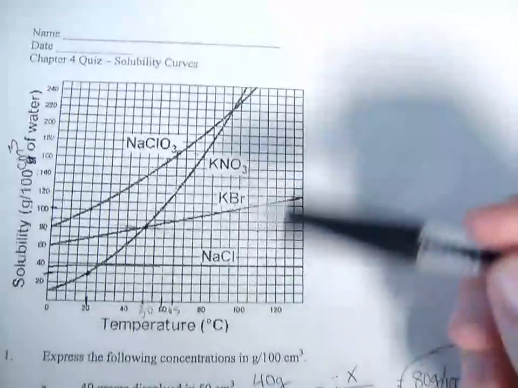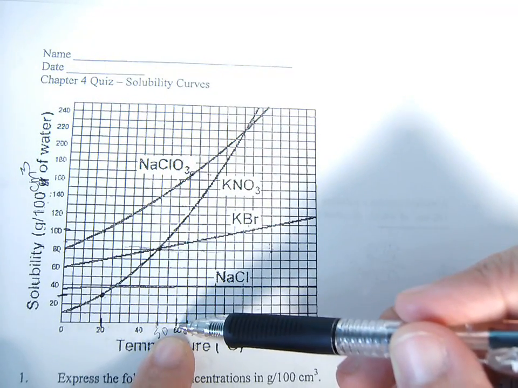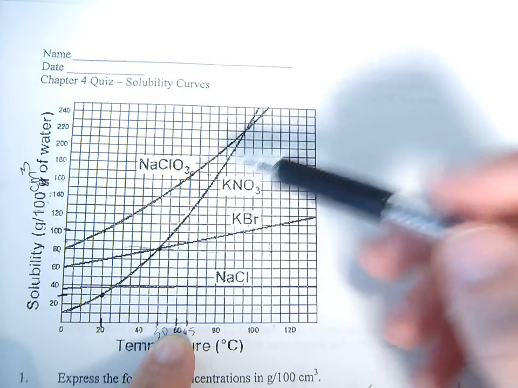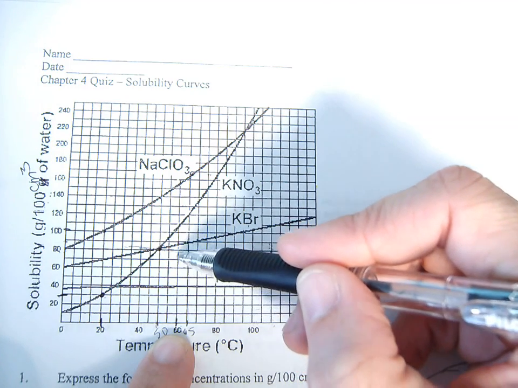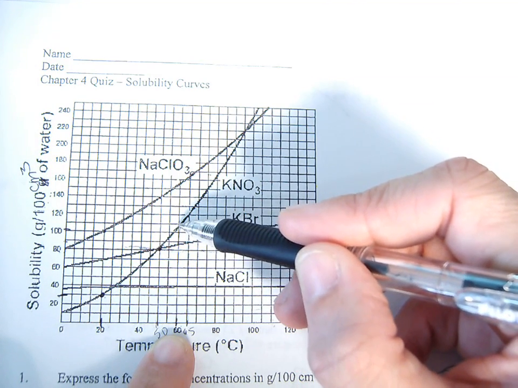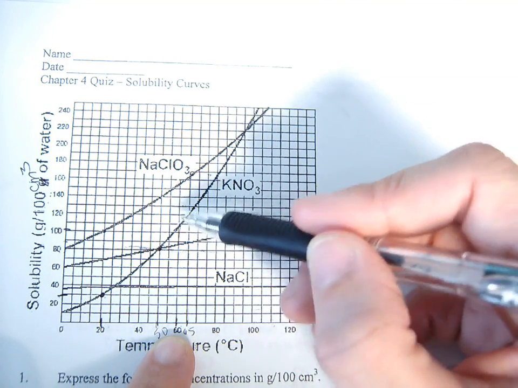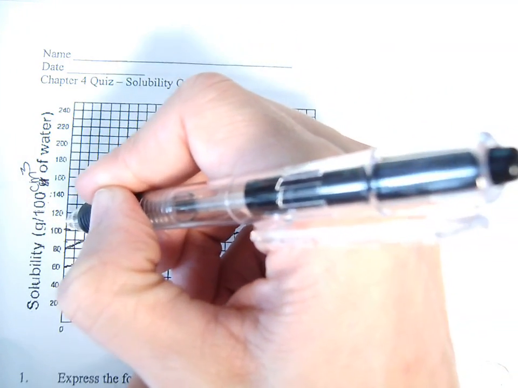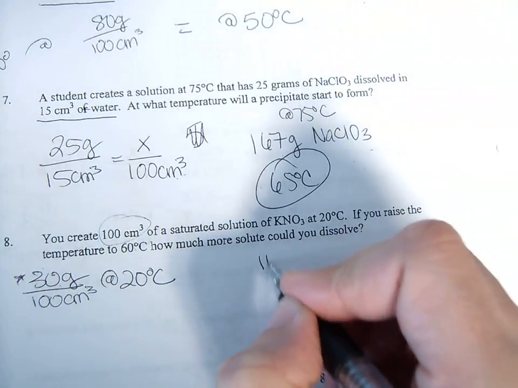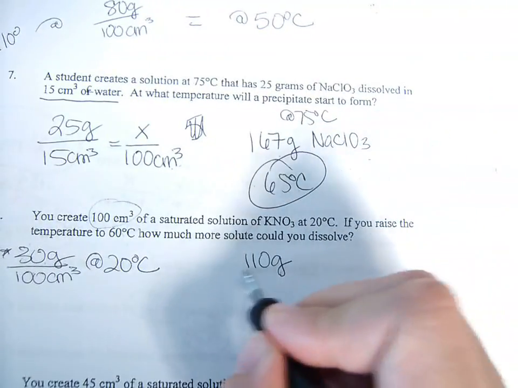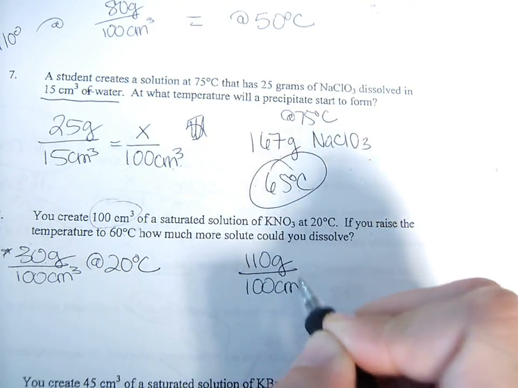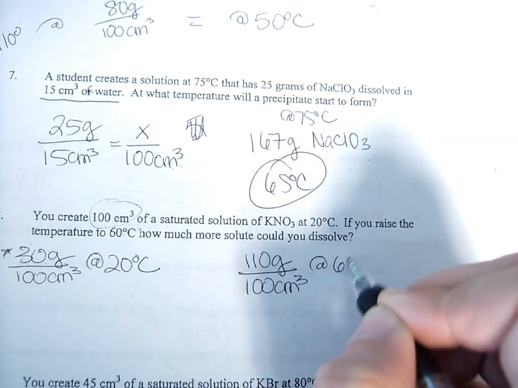Okay, so let's find 60. So here's 60 on the graph, and then here's KNO3. Let's find that all the way up. Make sure you look at the right line. That's tricky sometimes. So 60, and that's KNO3, and then we're going to follow it over here. That's 110. So 110 grams can dissolve in 100 cubic centimeters of water at 60 degrees.